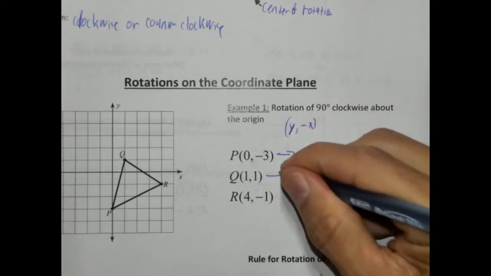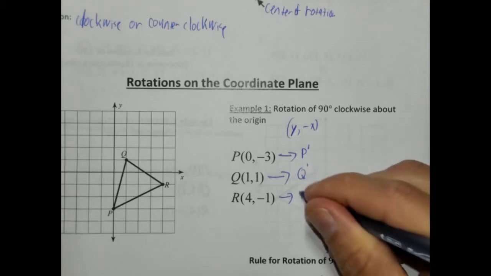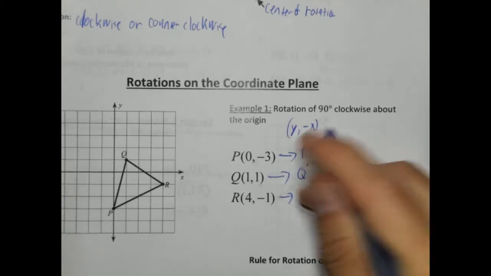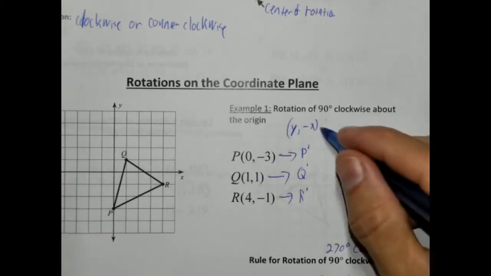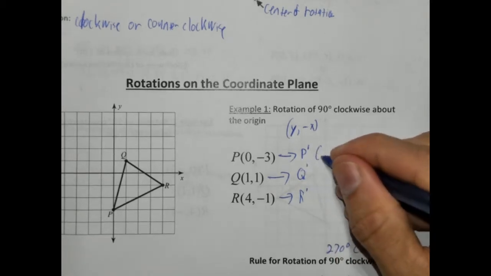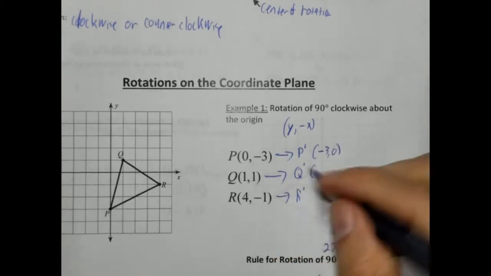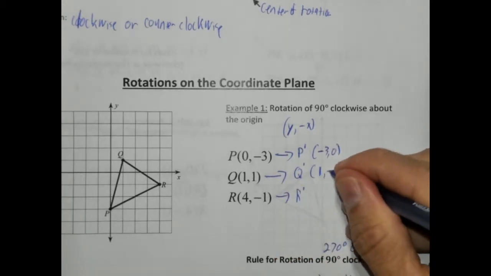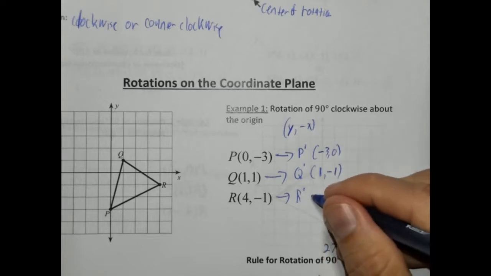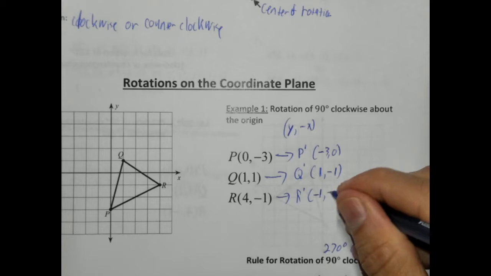So we're going to go ahead and apply that. So P prime, Q prime, and R prime. So we're going to switch their positioning, and then the new y value will change signs. So (0, -3) will become (-3, 0), because 0 can't change signs. (1, 1) will become (1, -1). And (4, -1) will become (-1, -4).